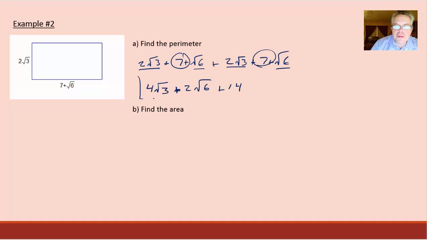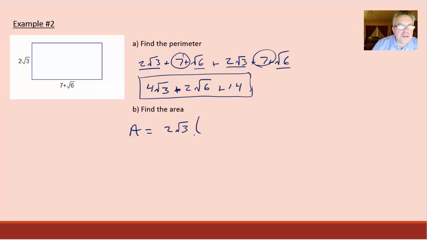And I'm stuck with this. There's no way to simplify this. Every term is already simplified. So that's an expression for the perimeter. Now, to get the area, we have to do the width times the length, which is 7 plus square root of 6.